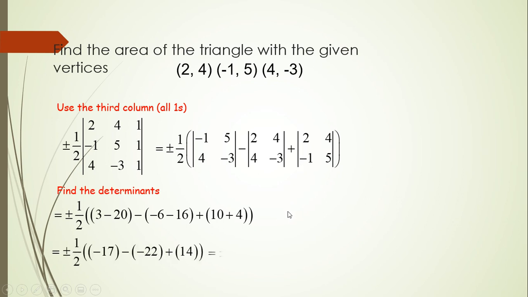So what does that give us? That gives us plus or minus, if I do all the math here, 1/2 of 19. Well, we'll just take the positive 19 here, and then we have to divide it by 2, 19 halves. So the area of the triangle with these 3 vertices is 19 halves.